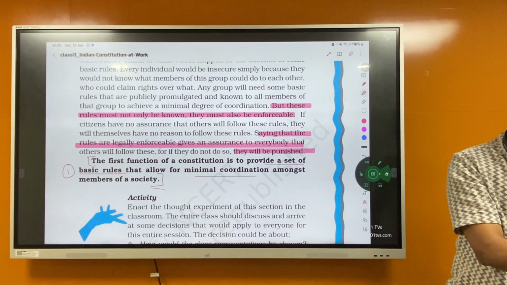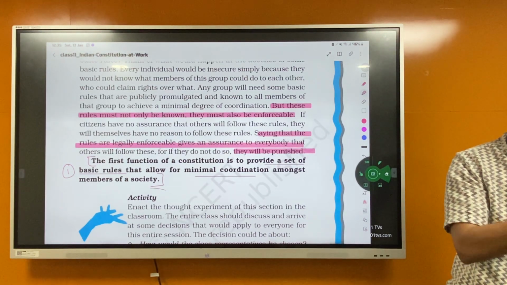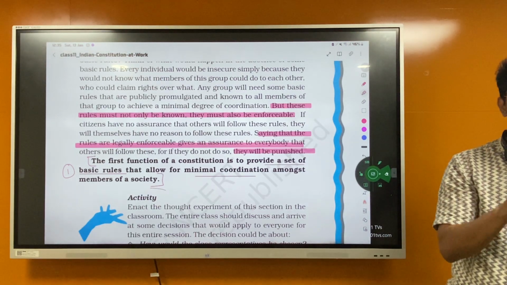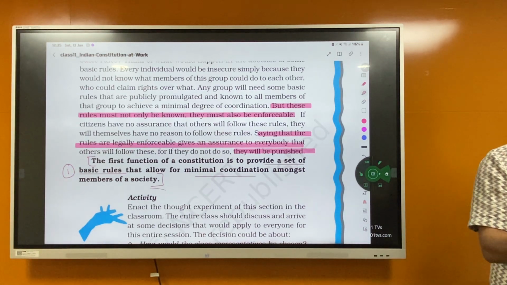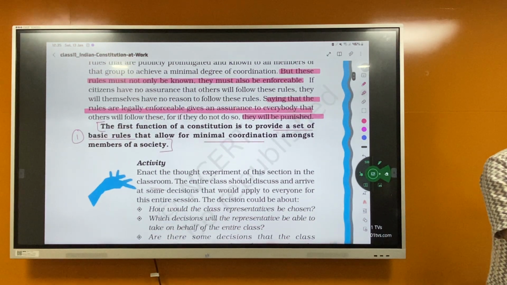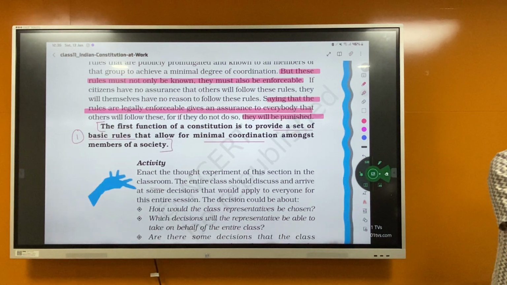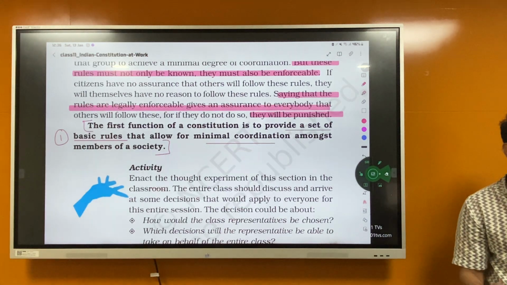For if they do not do so, they will be punished, either monetarily or they can go to jail. So that means if there are rules, they should be known, and most important, they should be enforceable. And who enforces these rules? Government, and through their machineries like the police on the ground, right? The first function of the Constitution is to provide a set of basic rules that allows for minimum coordination among members of society. You can write this. This is the first function. What is the first function of the Constitution? To provide a set of basic rules that allows for minimal coordination among members of society.